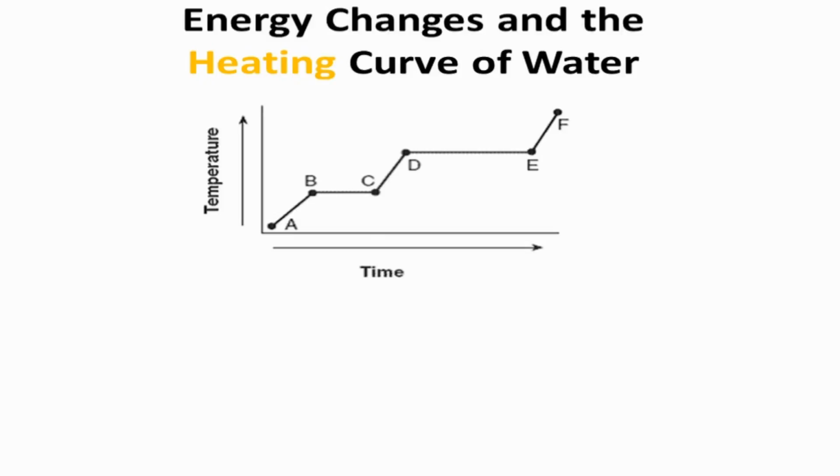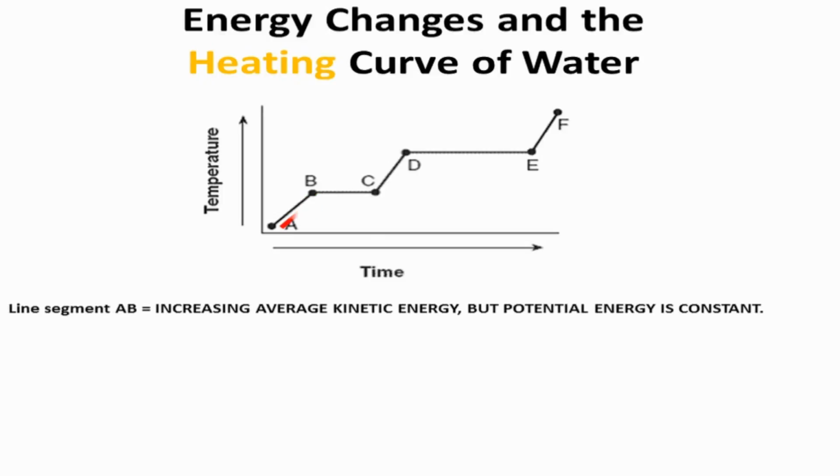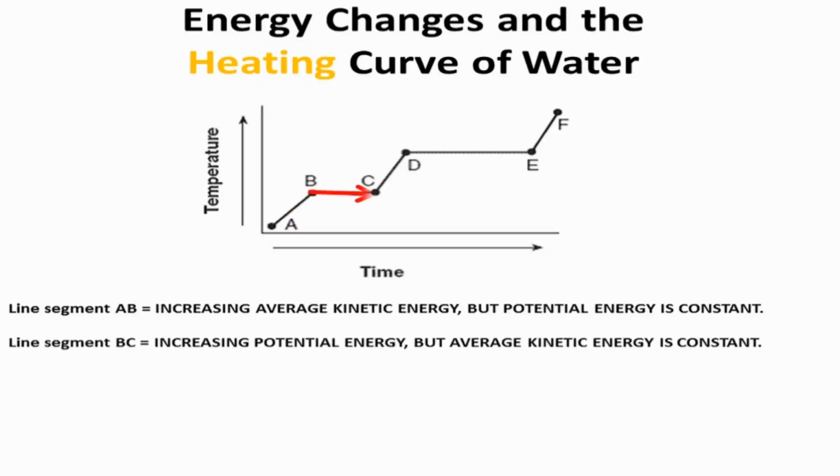This image represents the basic profile of a heating curve where a substance is being heated uniformly over time. During line segment AB, average kinetic energy is increasing, but the potential energy remains constant. During line segment BC, the potential energy increases as the substance absorbs more heat energy as the average kinetic energy remains constant. If this substance was indeed water, this phase change, also called fusion, would occur at 0 degrees Celsius or 273 K.